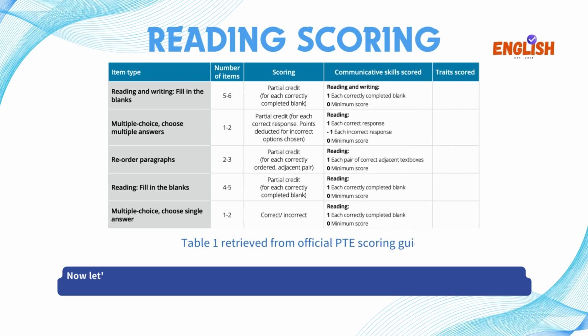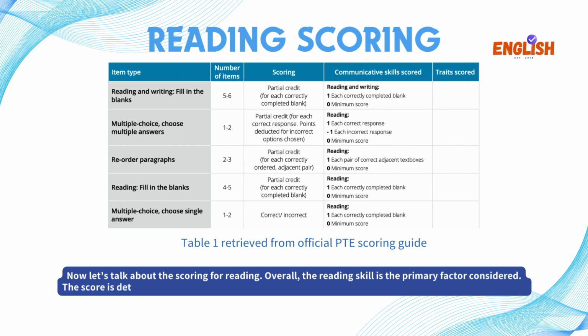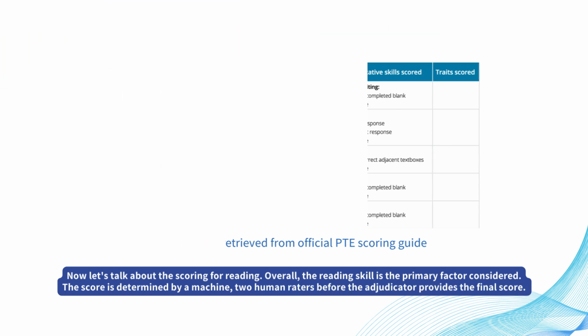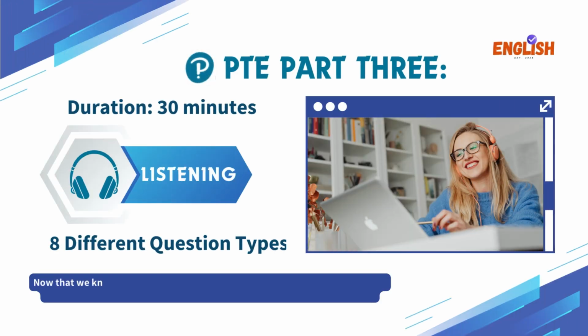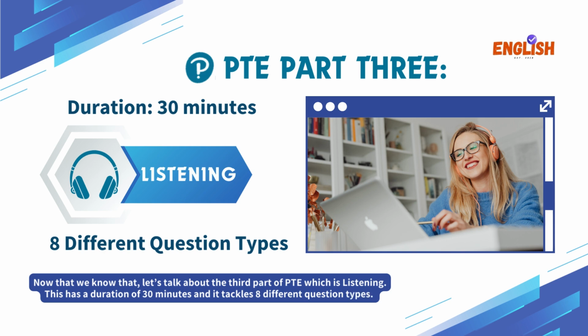Now let's talk about the scoring for reading. Overall, the reading skill is the primary factor considered. The score is determined by a machine, two human raters, before the adjudicator provides the final score. Now that we know that, let's talk about the third part of PTE, which is listening. This has a duration of 30 minutes and it tackles 8 different question types.